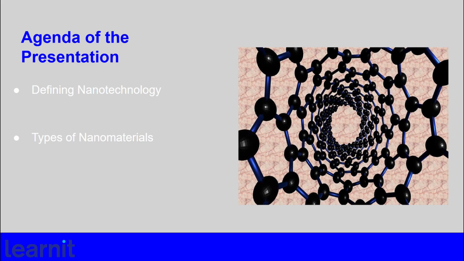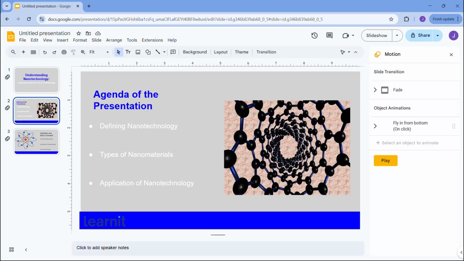Then we're going to be talking about types of nanomaterials and also applications of nanotechnology. Any questions on what we're going to be going over, or is there anything else that you would like to have me talk about for today's presentation? So see, you can make it very engaging with the audience by doing it this way, revealing each topic.